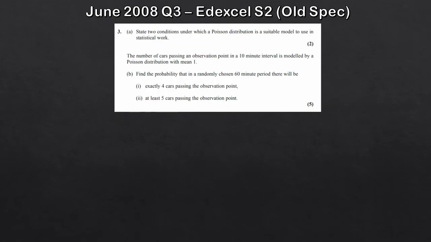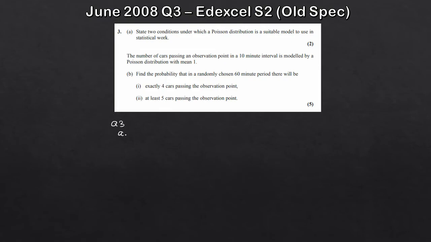So we get to this one here. And this is taken from the old exam. So this was taken off the old Edexcel further math spec, so it was Edexcel S2. So it was June 2008, question 3. So if you want to look at the paper, be sure to check it out. It is a mix of some of the old Edexcel, the current Edexcel A-level maths stats area, further stats 1 and further stats 2. So you'll see a mix of questions on there.